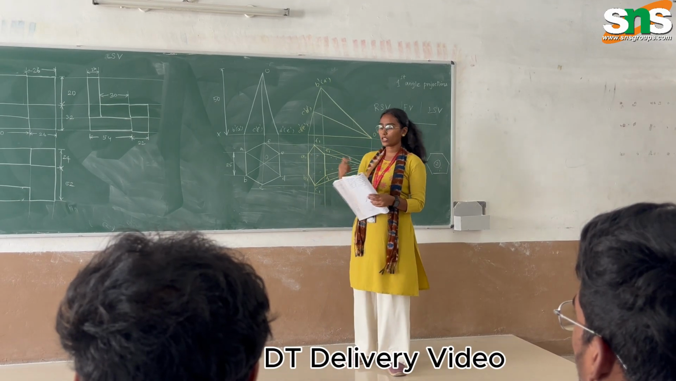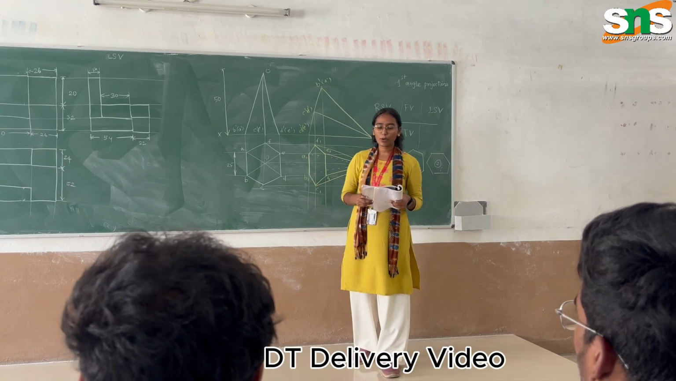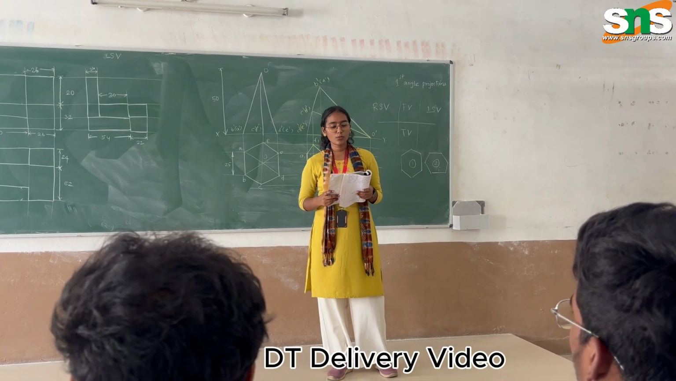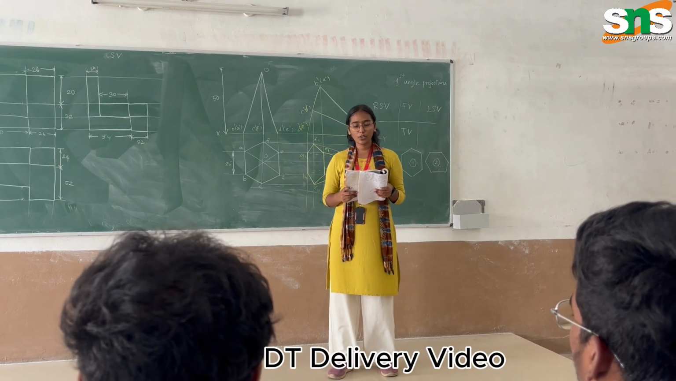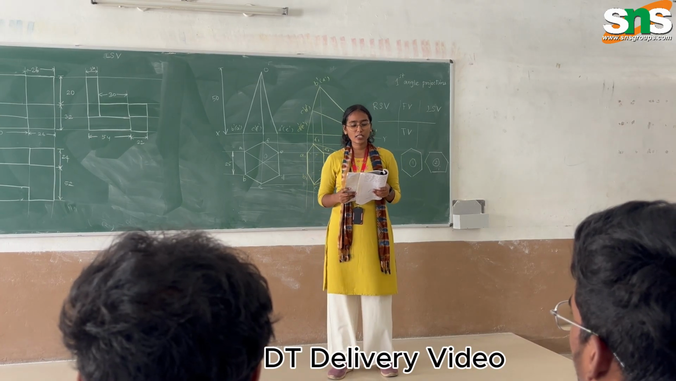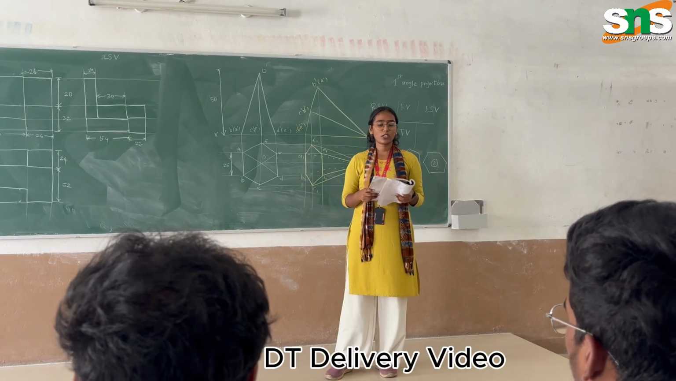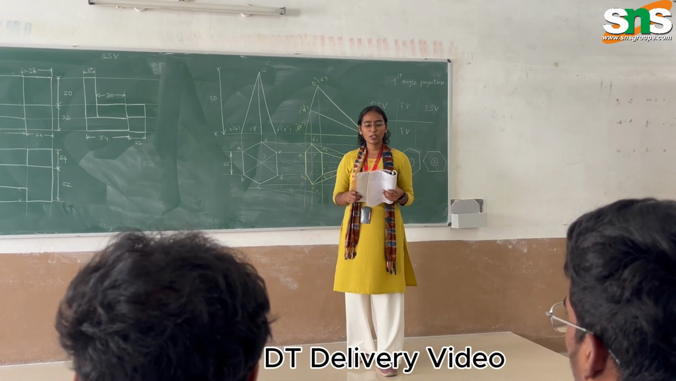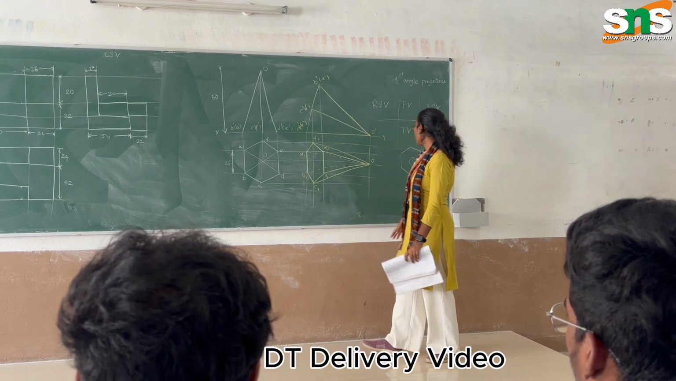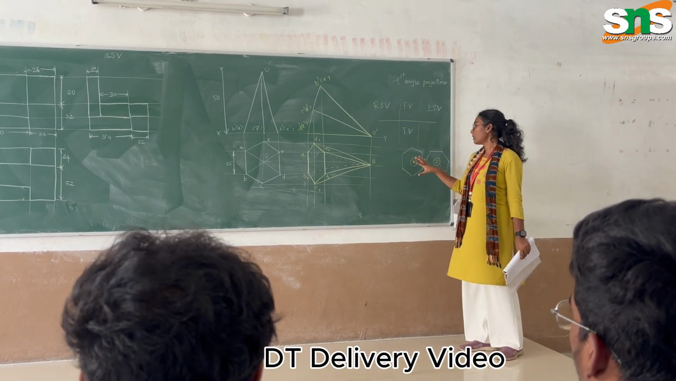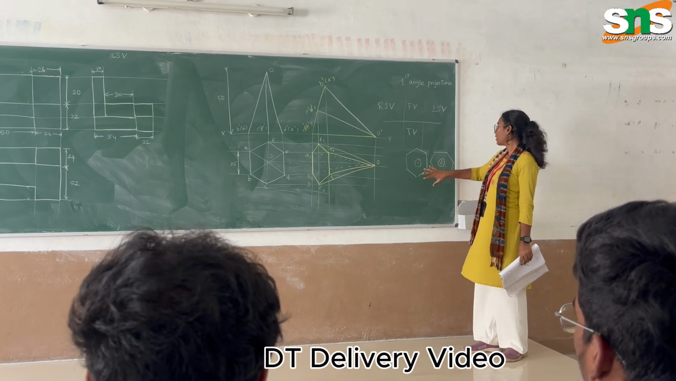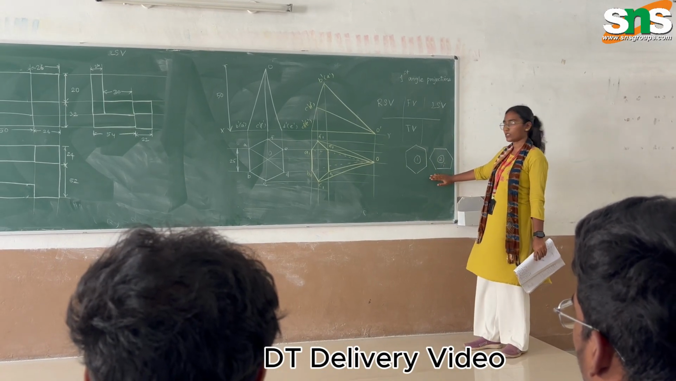Here, the given question is: a hexagonal pyramid, side of base 25 mm, axis 50 mm long, lies with one of its triangular faces on HP and its axis parallel to VP. Draw its projection. The shape that we are discussing is a hexagonal pyramid. When it comes to hexagon, we will be discussing two types of shapes. The first one is this one, and the second one is this particular one.